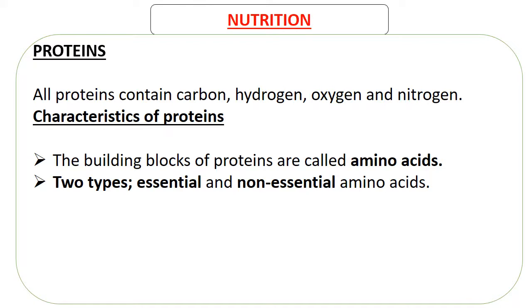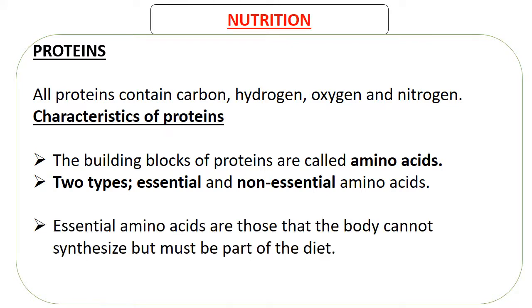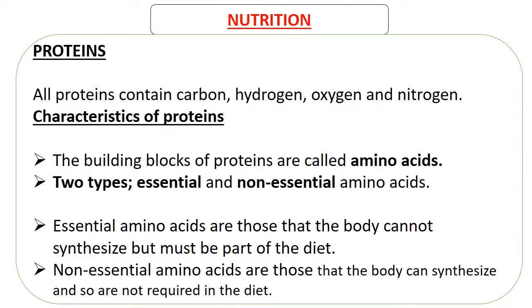Then those which your body cannot make are called essential amino acids. Why? They are essential in your diet. They're supposed to be there because your body cannot make them. If you don't have them, you're going to face some consequences. So essential amino acids are those that the body cannot synthesize but must be part of the diet, and non-essential amino acids are those that the body can synthesize and so are not required in the diet.